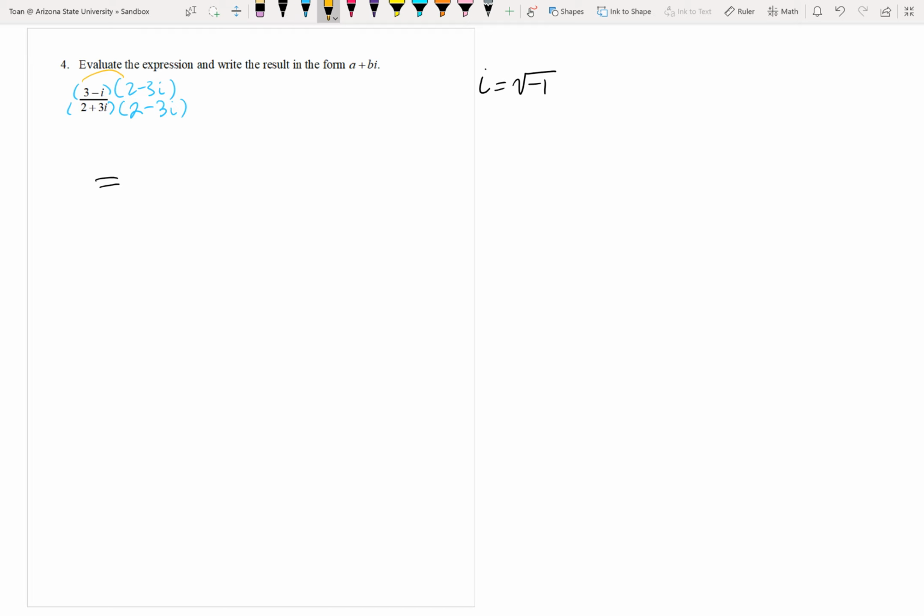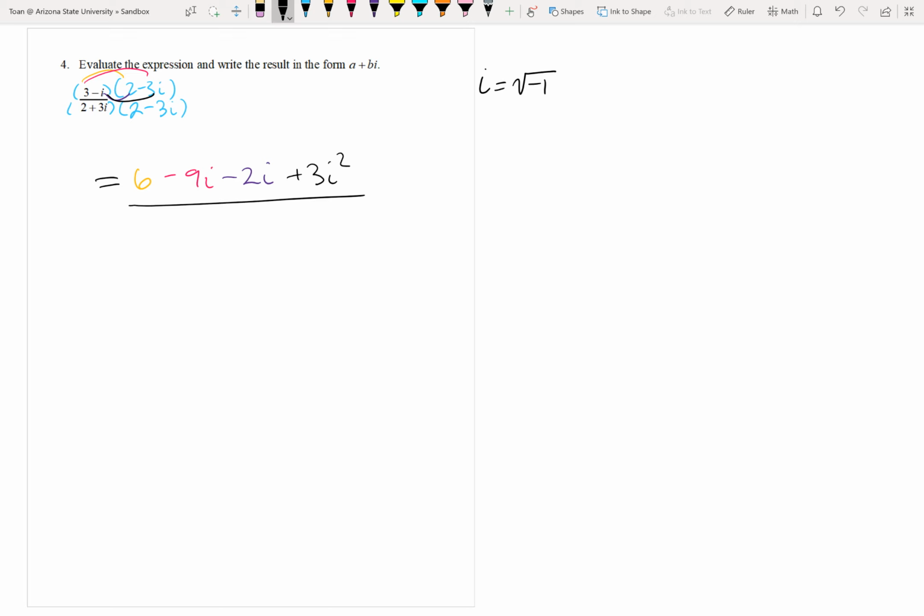This would give us a 6. This would give you a minus 9i. This would give you a minus 2i. I'm running out of colors here. Let's go back to black. And this will give you a positive 3i squared.